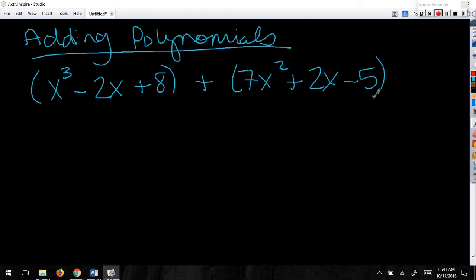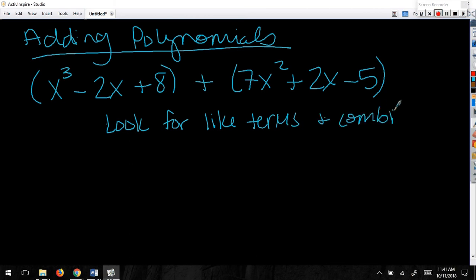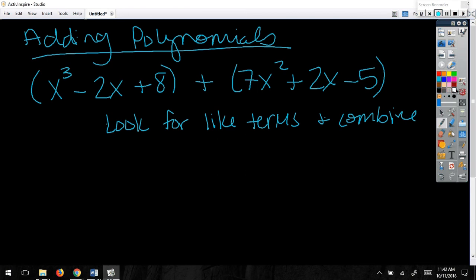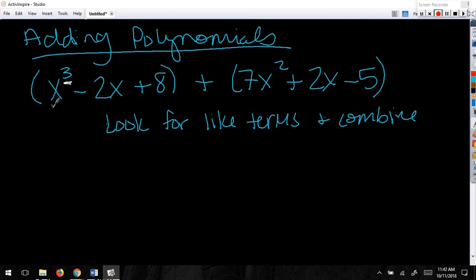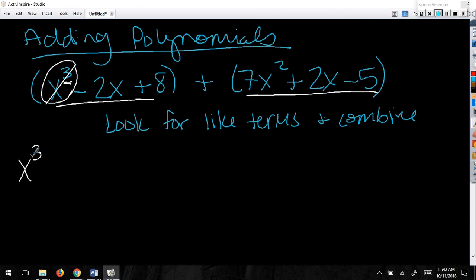So what I want to do is look for the like terms, and all I have to do is combine them. And remember, when we combine like terms, we add the coefficients, and we leave the variable and the exponent alone. So I'm going to start with the biggest exponent that I see. I see an exponent of 3. I don't see any others either in this one or this one. So I'm just going to go ahead. I've got x to the third here. And I'm done with the powers of 3.